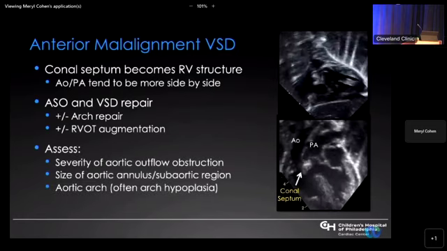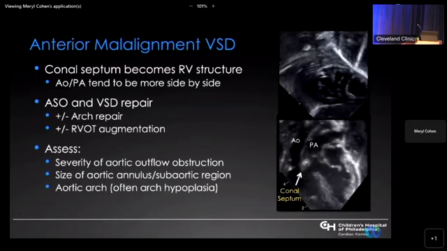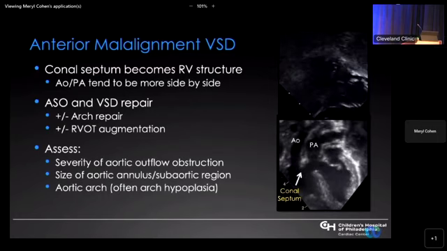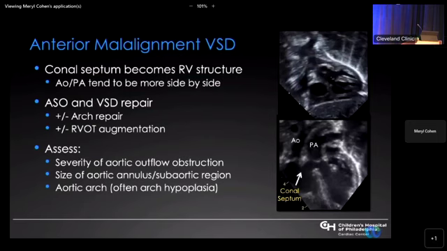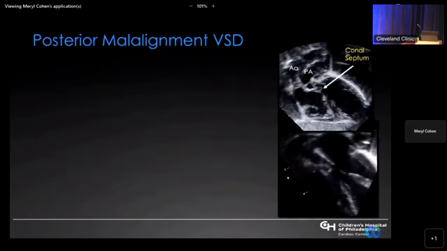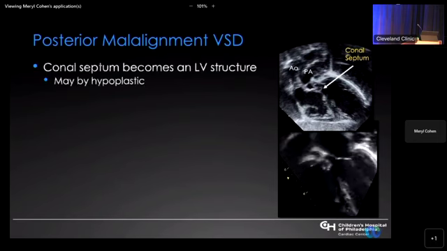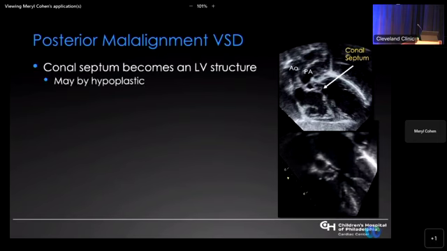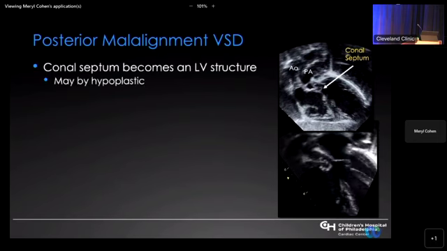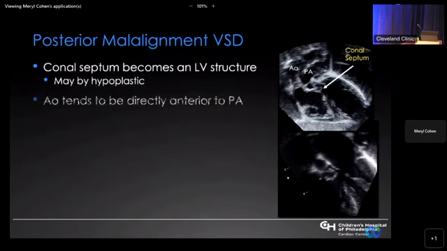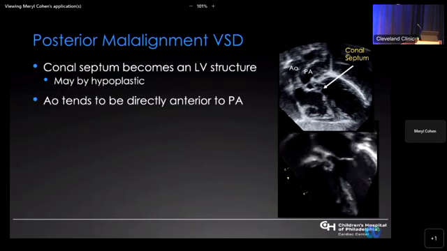So it's important in this setting to assess the severity of aortic outflow tract obstruction, the size of the aortic annulus, and the arch, and you'll hear about this later. And then really what the rest of this session is about is posterior malalignment defects, and now the conal septum becomes a left ventricular structure. But it's also important to recognize that in this malalignment, the conal septum itself may be small or absent.